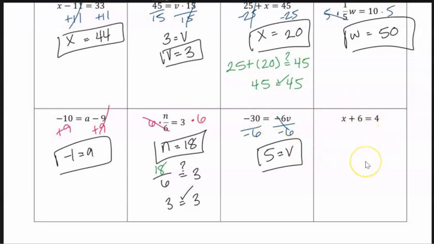The final one, I am adding by 6, so I am going to subtract by 6 on both sides. And once again, this is an integer problem. 4 minus 6 is negative 2. So make sure you know how to add and subtract positive and negative numbers.